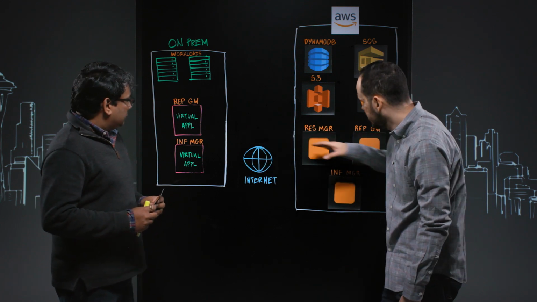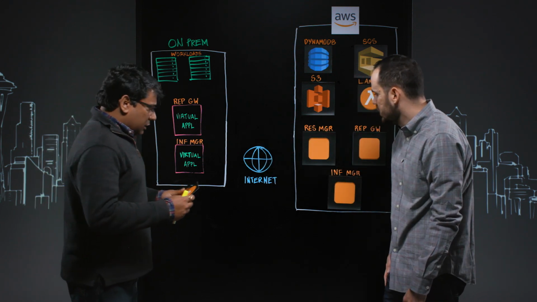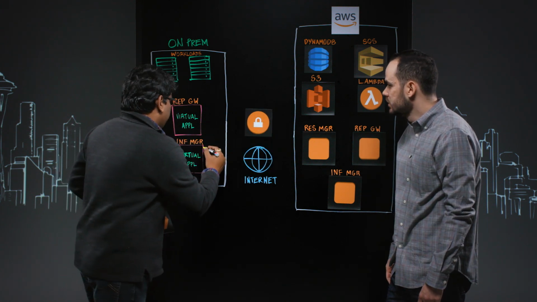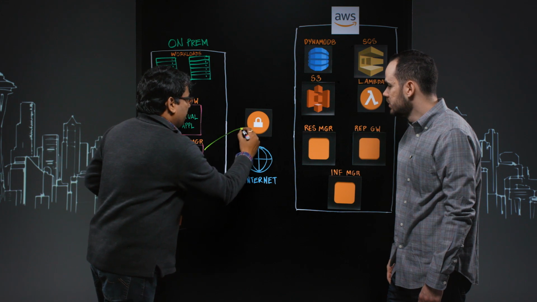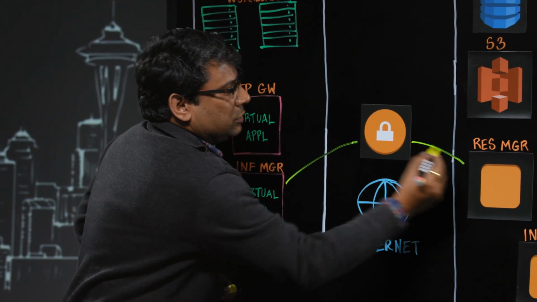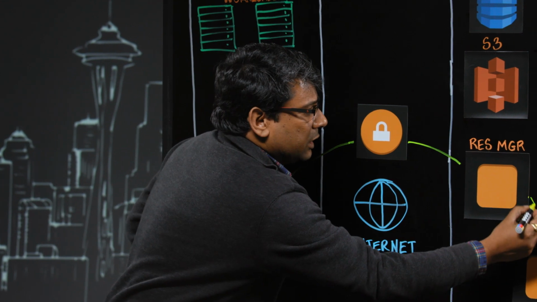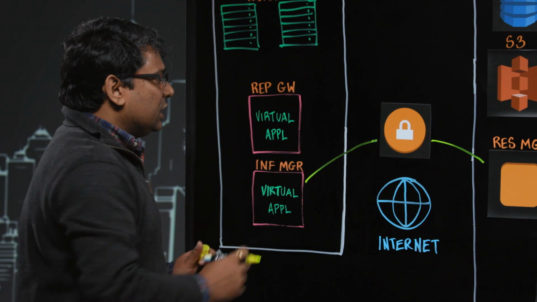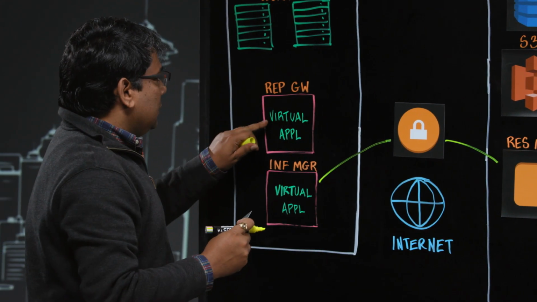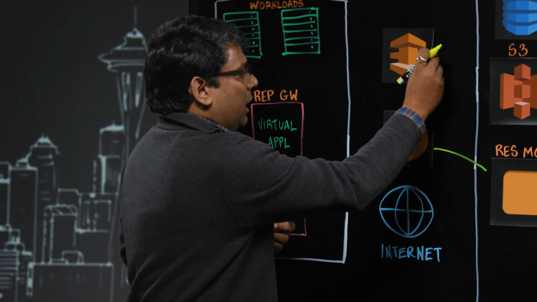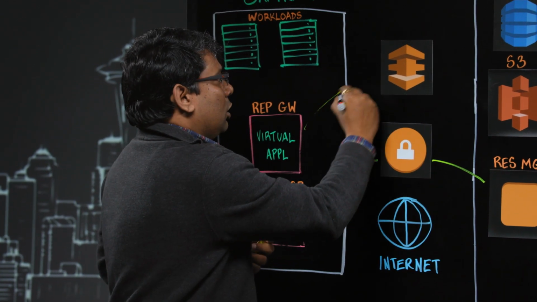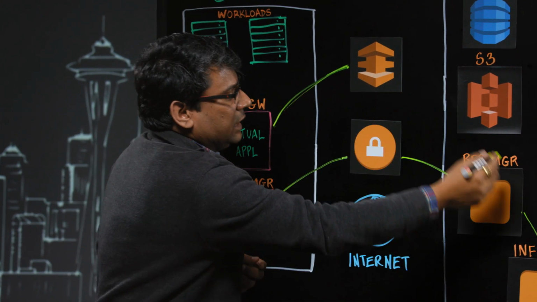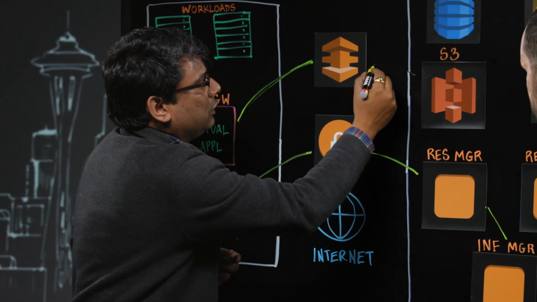How does the connectivity happen here between these components? So let me just show you the connectivity between some of the components. The Infrastructure Manager has to go through VPN and connects to the Resiliency Manager. Similar connectivity exists between the Resiliency Manager and Infrastructure Manager. For the data movement part, the replication gateways can go either via internet or through direct connect, and they communicate directly to S3.